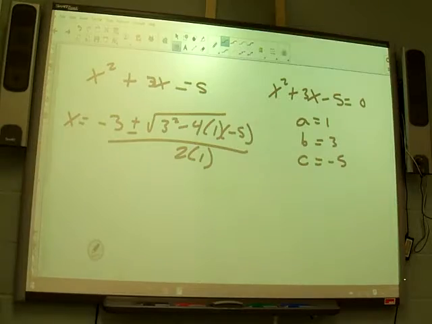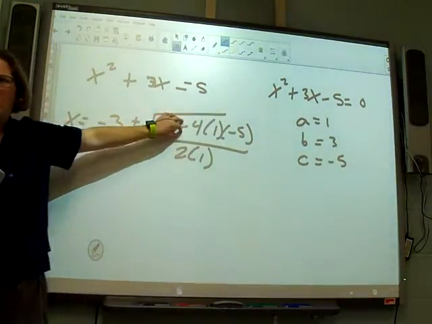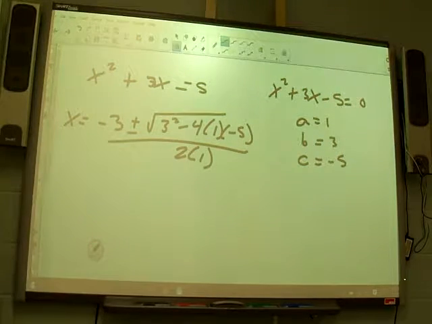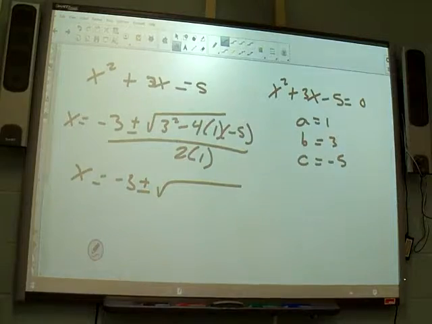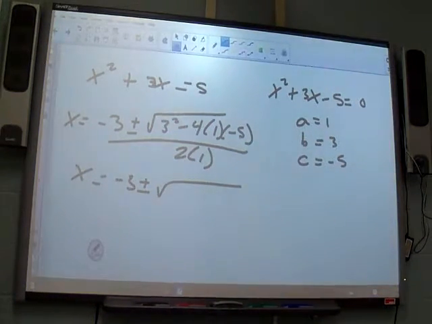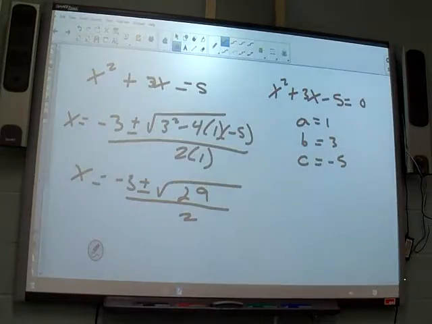I'm just going to do some order of operations. I always simplify everything underneath the radical first, so that's what I'm going to do. So this will be 3 squared, that's 9. Negative 4 times 1 is negative 4, times negative 5 is positive 20. So you should get a 29 underneath there. Y'all check me out. Make sure we're good. All over 2.